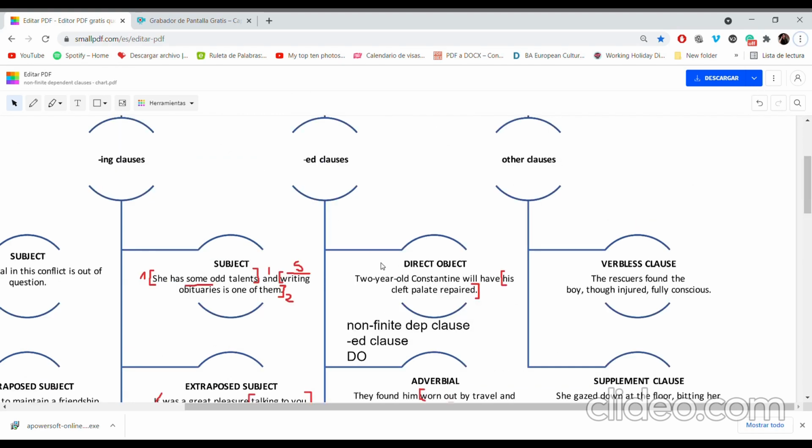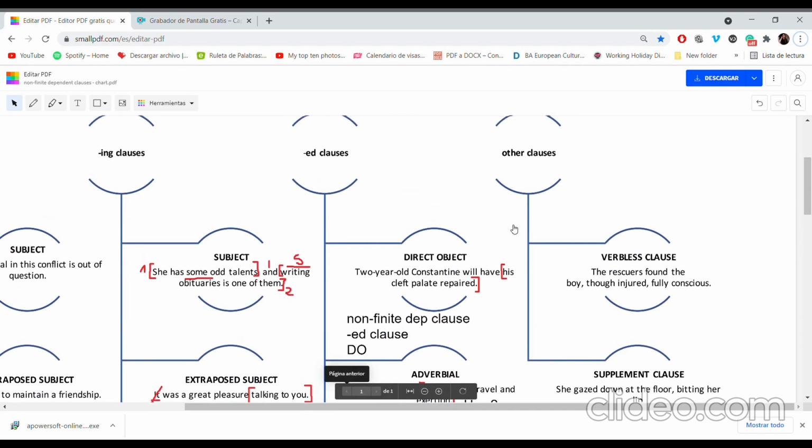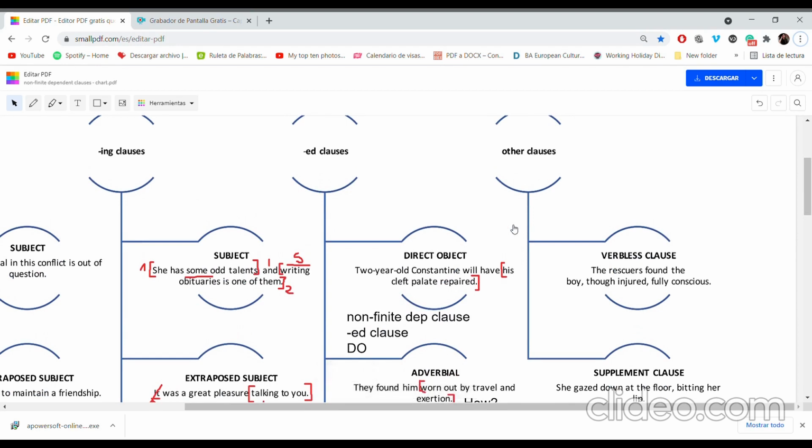So finally, let's consider these other clauses, which are verbless clauses and supplement clauses. These two types of clauses are the least integrated into the structure of the clause or the sentence, so they do not perform specific functions within the structure of the major clause of the sentence, and they rather give extra information that is considered background information. Most of the time, they can be removed from the clause without altering the meaning of the whole construction.